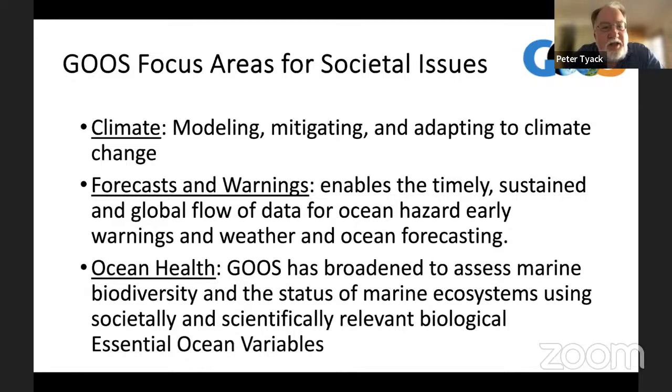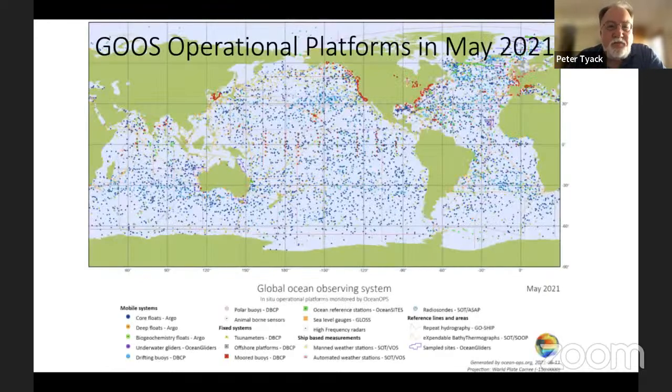Goose initially focused on climate issues and forecasts and warnings, like we would think about for weather forecasting. It has recently broadened to assess marine biodiversity and the status of marine ecosystems using societally and scientifically relevant biological essential ocean variables. So ocean health has been added and creates a broader scope for the observation system.